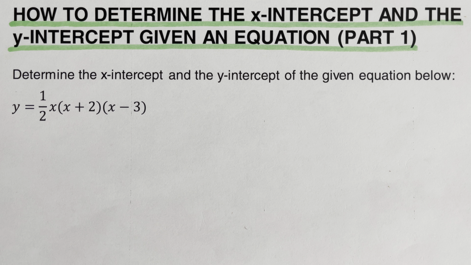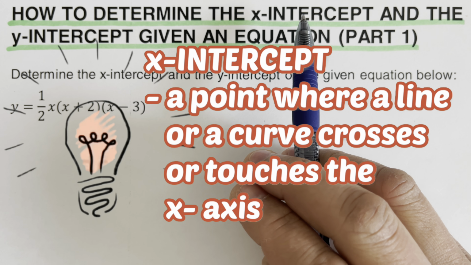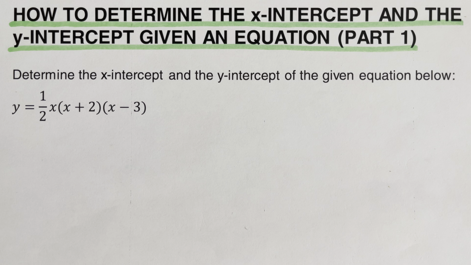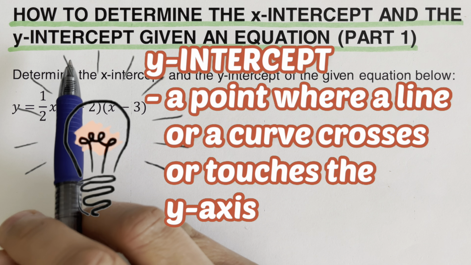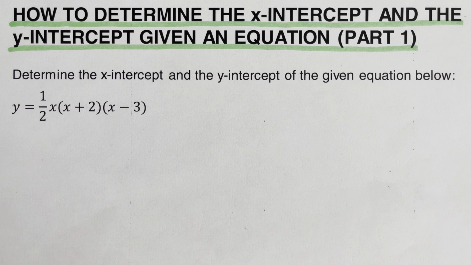Now, before we jump into this example, we need to remember that an x-intercept is a point where a line or a curve crosses or touches the x-axis. On the other hand, a y-intercept is a point where a line or a curve crosses or touches the y-axis. So let's take this first example.